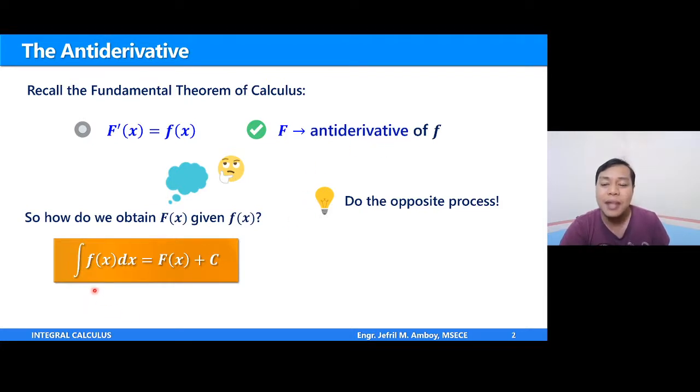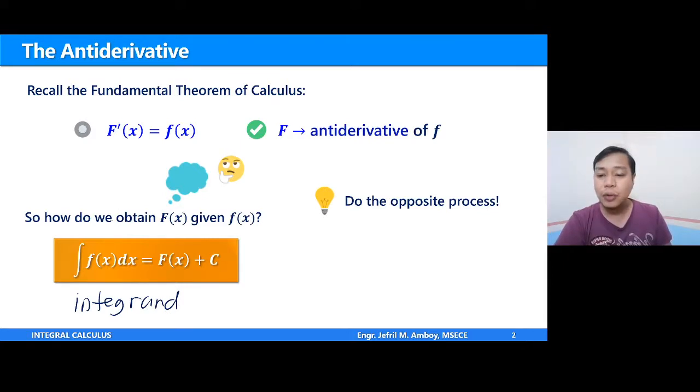Okay? So, dito po sa notation na ito, sa formula na ito, may makikita tayo na symbol dito. So, this is what we call the integral sign. And this is the function that we want to integrate. This is what we call the integrand.